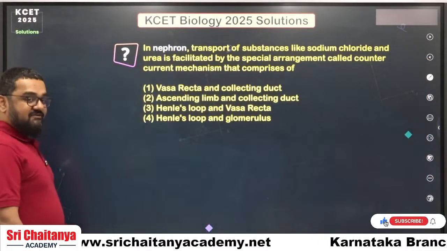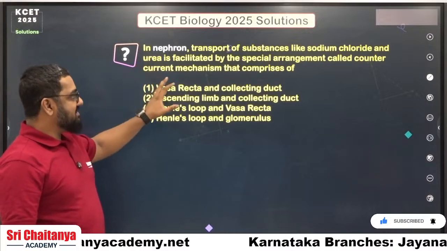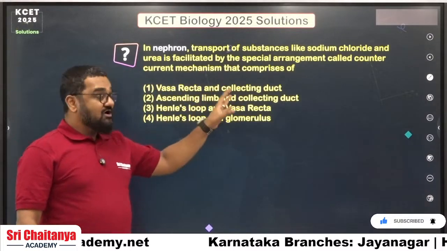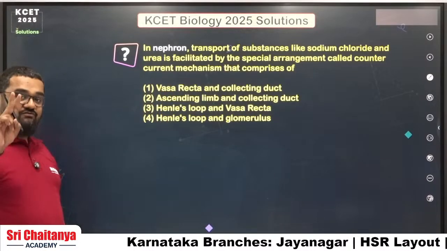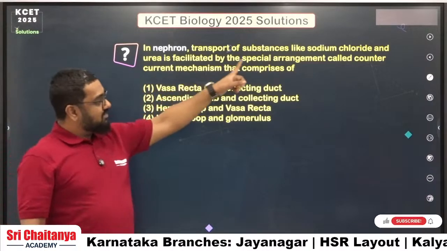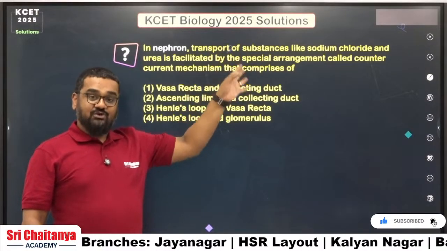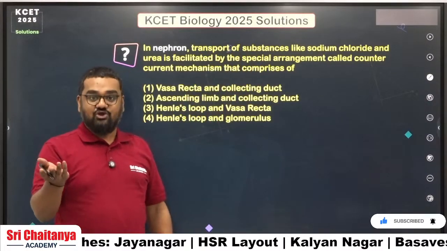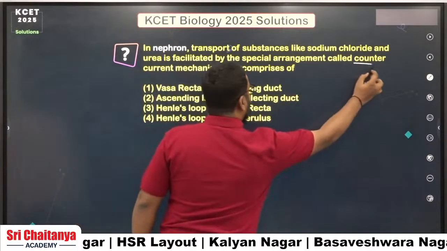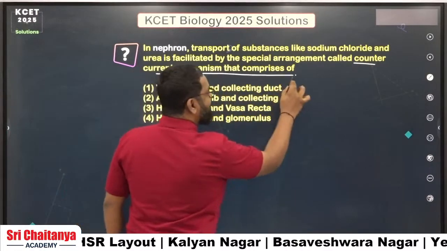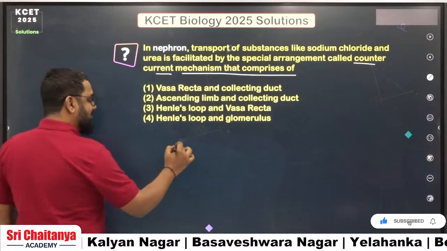Next, in nephron, transport of substances like sodium chloride and urea is facilitated by special arrangement called as counter current mechanism that comprises of. Now you can focus on 2 things. 1, you can get into the route of sodium chloride, right? Water, urea, where is it permeable, where it is not. Or you can focus on a small phrase here which says called counter current mechanism that comprises of. They are just asking you what does the counter current mechanism comprise of.